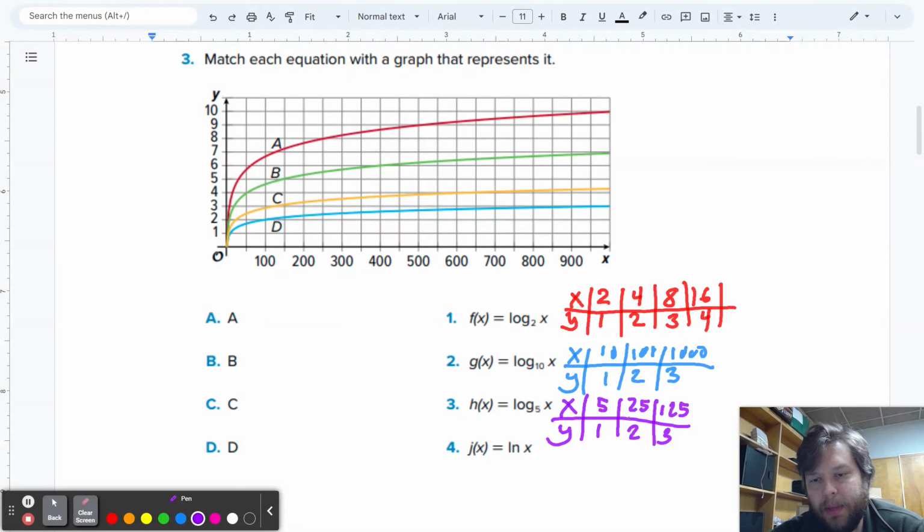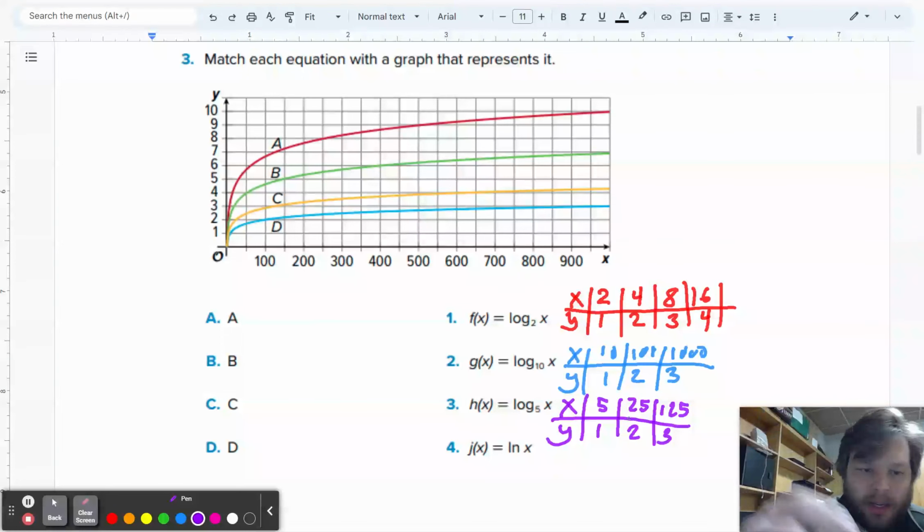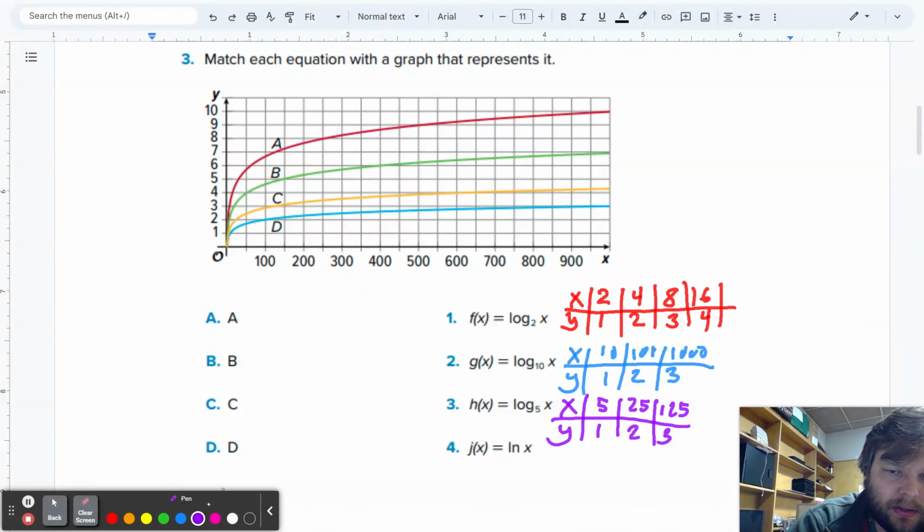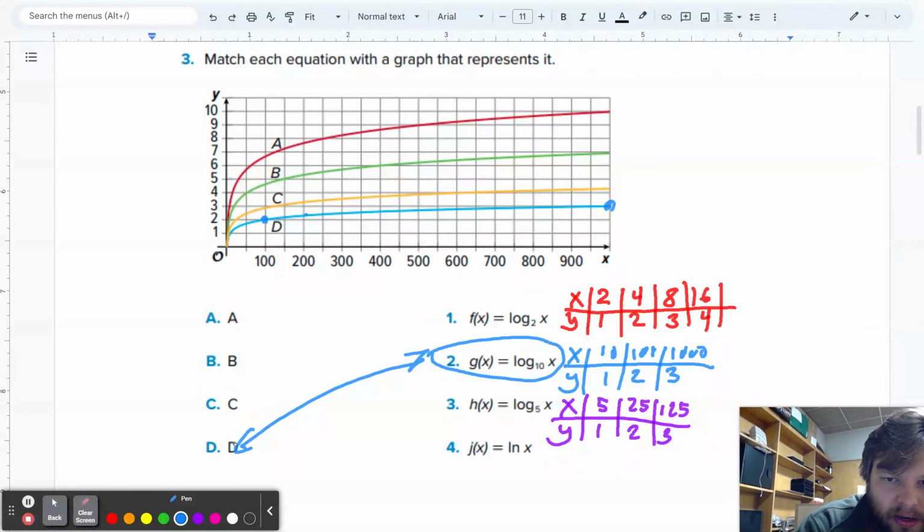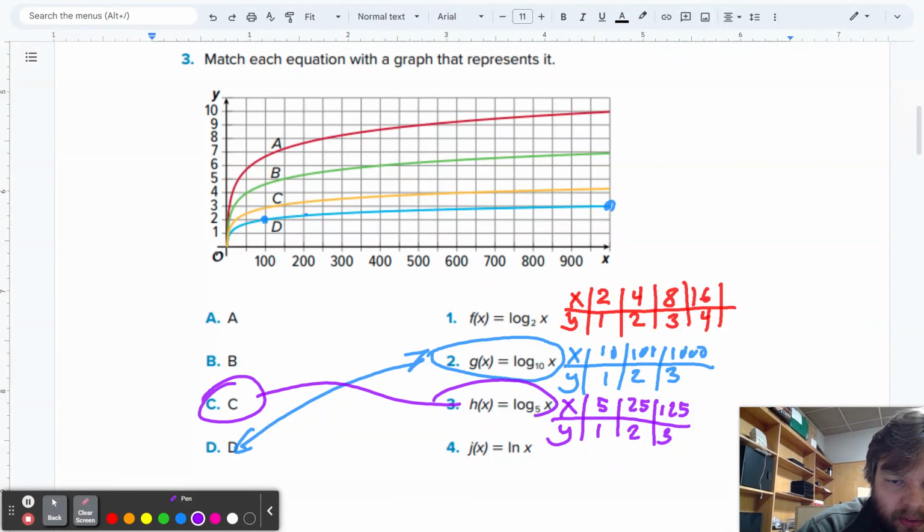So if I have a big base, I actually need to move further to the right in order to go up by 1. If you look at the blue graph, that's actually a nice coincidence. This one right here lines up here, 100, 2, all the way over to 1,000, 3. This one right here has to be D. Then after 10, the next biggest one is 5. So I know I can match C with the base of 5.